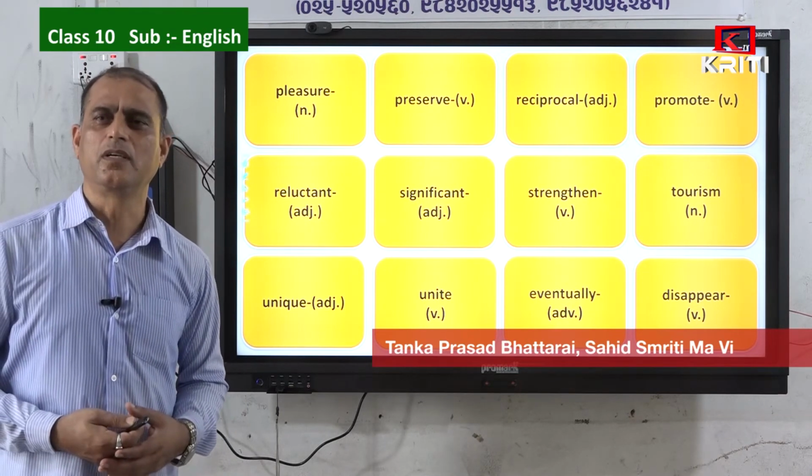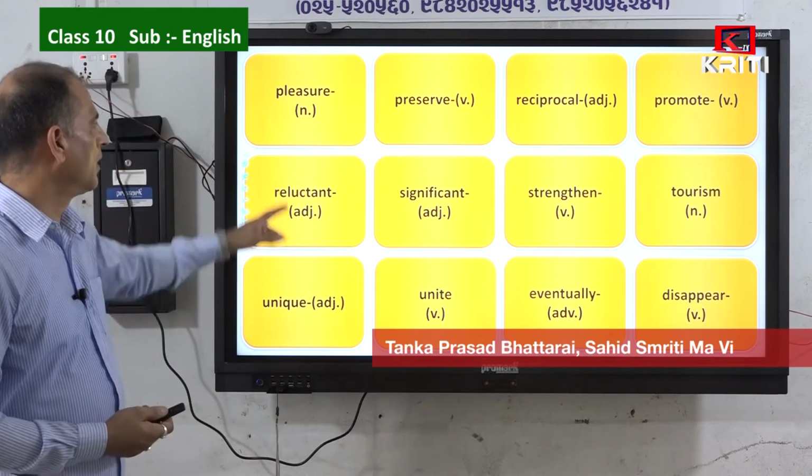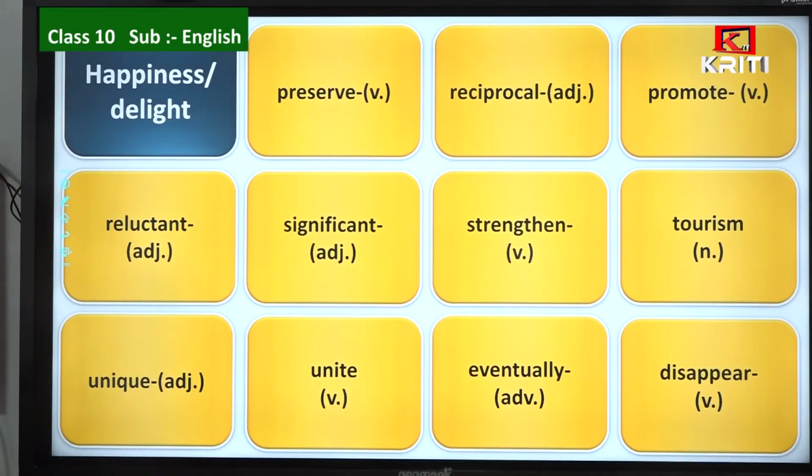What does the word pleasure mean? It is happiness or delight. The next word for you is preserve. Its noun form is preservation. Preservation. Preserve. Tigers are preserved in the national park.